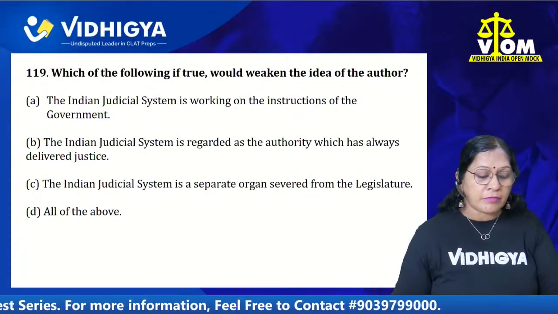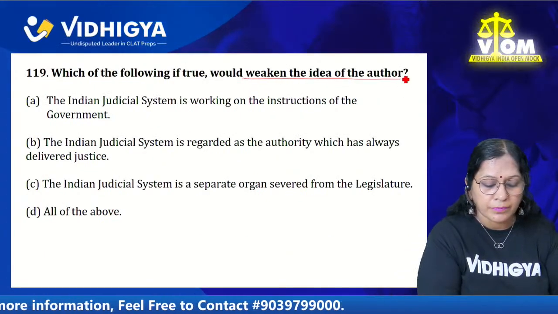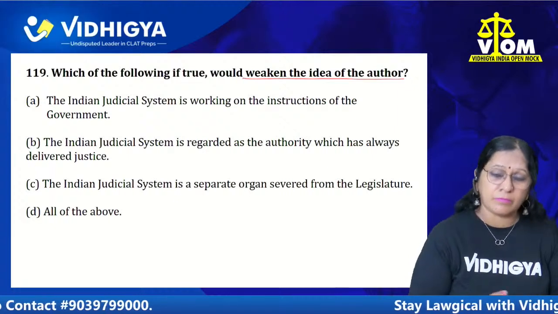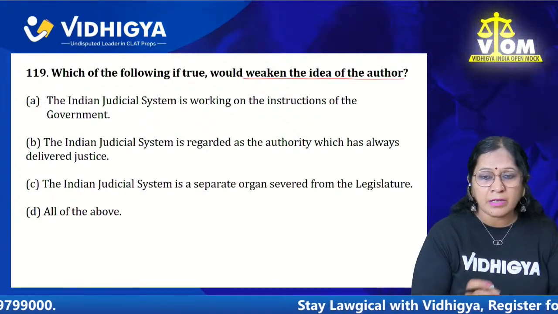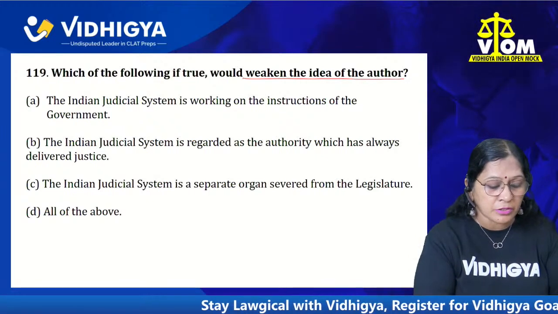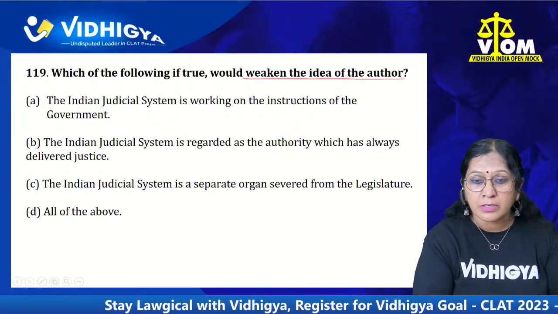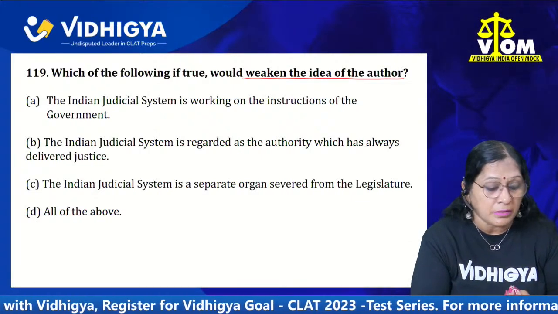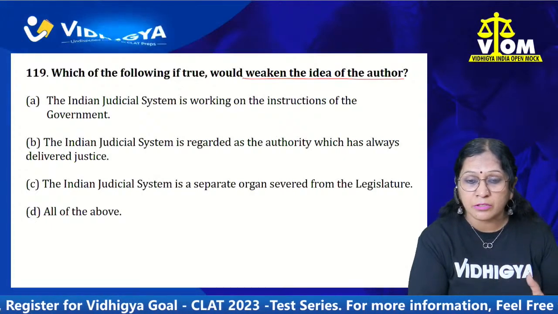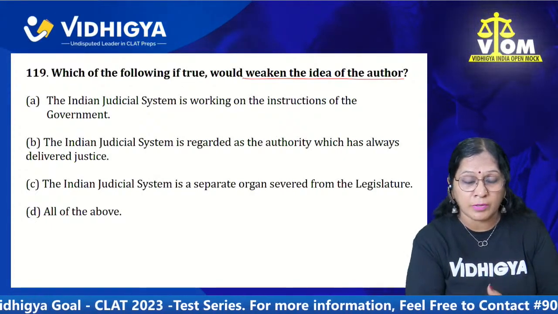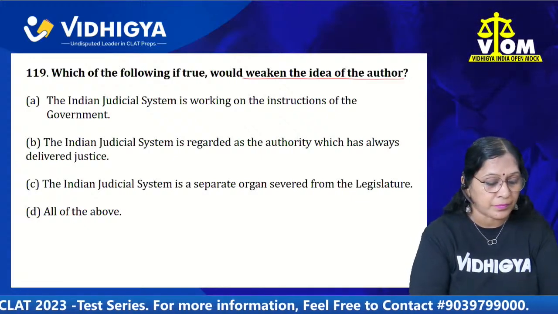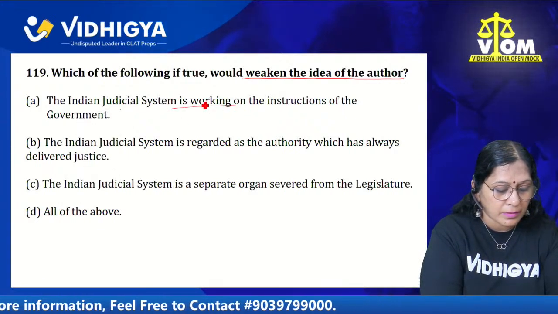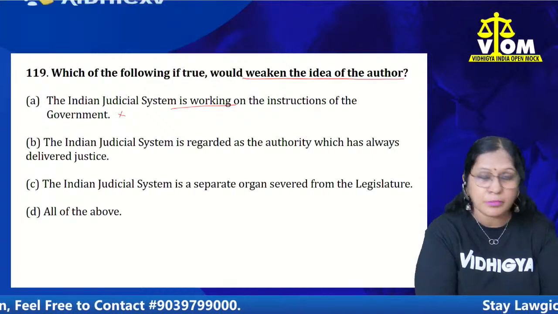Next, which of the following, if true, would weaken the idea of the author? Now, weakening would mean whatever the author's point is, it's a little deviating or contradicting to it. So, the Indian judicial system is working on the instruction of the government. No, but he has nowhere mentioned this, neither has he indicated or hinted that the judiciary system was working according to what the government wanted it to do. Possible. So this can weaken his idea. This is not what he had said. I'll put a small cross there.